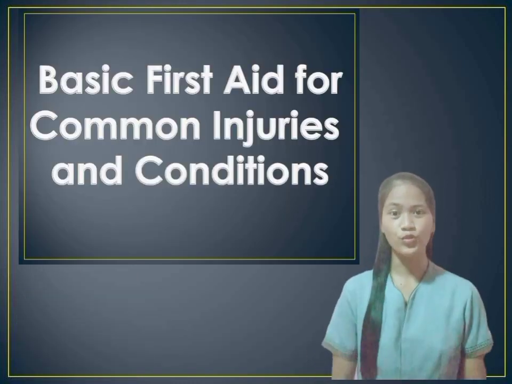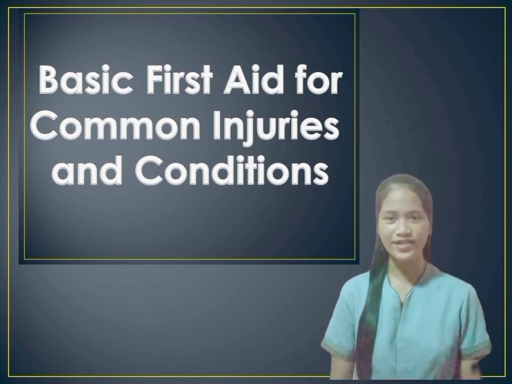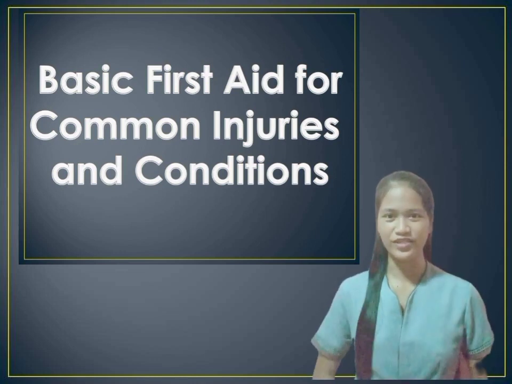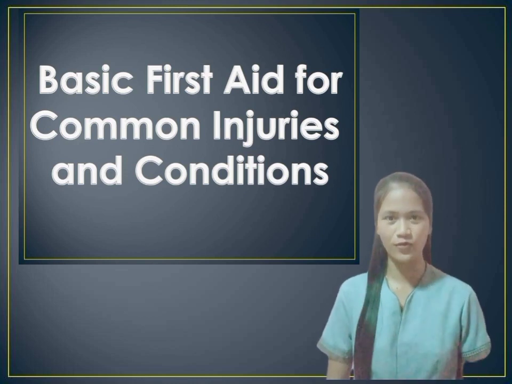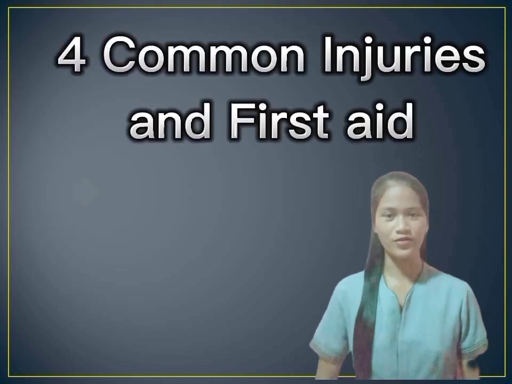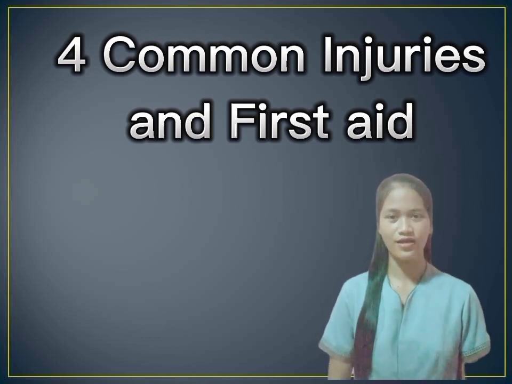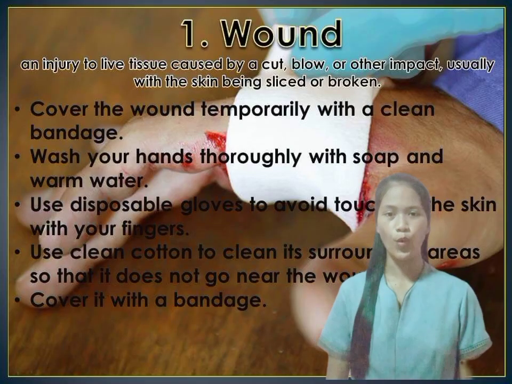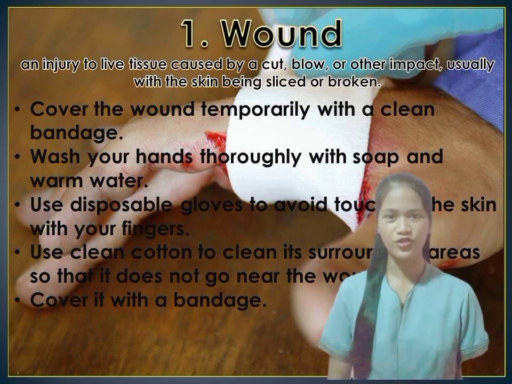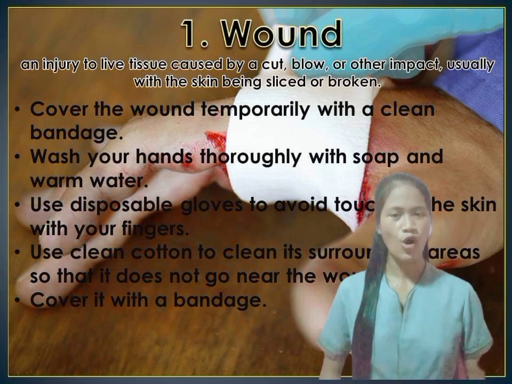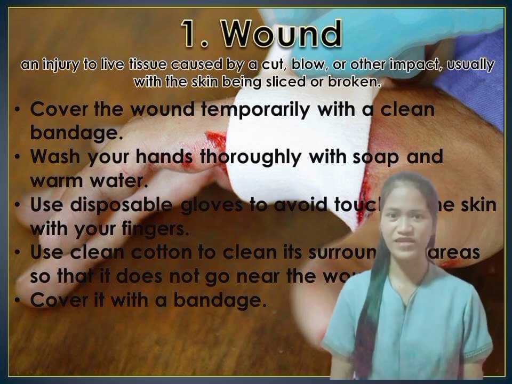Since you already know the nature and objectives of first aid, you are now ready to learn the basic first aid for common injuries and conditions. So, here are the 4 examples of common injuries. The first one is wound. A wound is an injury to the tissue caused by a cut, blow, or other impact, usually with the skin being sliced or broken. So, what are the things you must do, or the first aid?